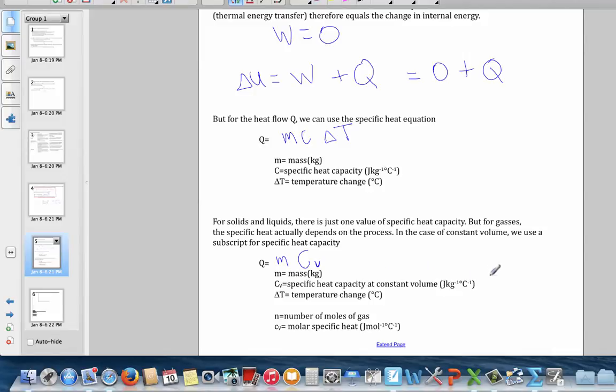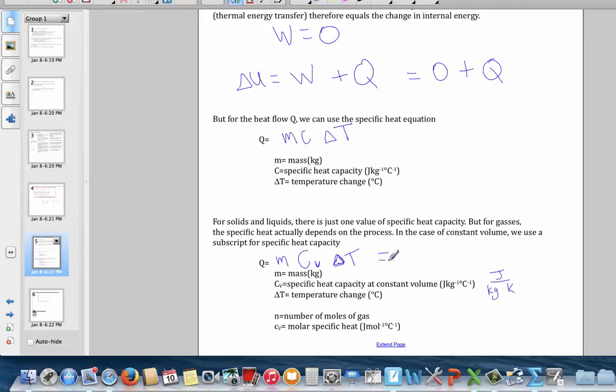It still has the same units as before. It's joules per kilogram degree centigrade or joules per kilogram Kelvin. But the value that we use reflects the fact that this is a constant volume process. We're going to see later that for a constant pressure process, the number is different. Now, this is the mass version.